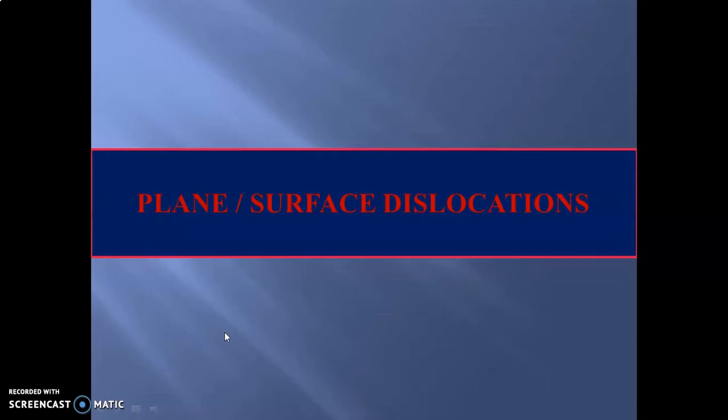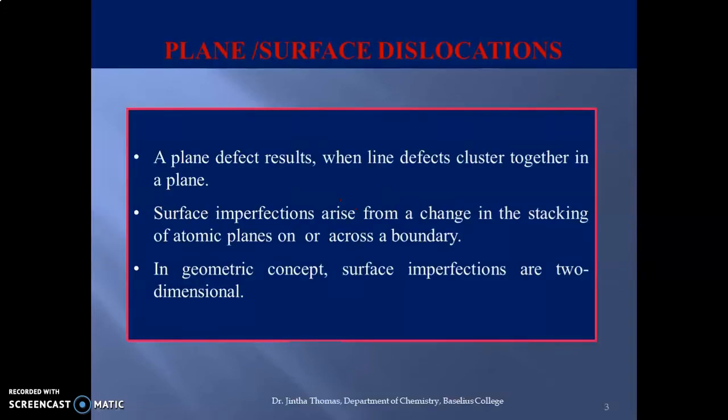Let us see how a plane dislocation or plane defect occurs. When crystals or grains join together, the crystal lattice cannot be perfect and therefore a grain boundary may exist. At the atomic scale, each boundary is obvious as a discontinuity in the atomic packing. So, a plane defect results when line defects cluster together in a plane. Surface imperfections arise from a change in the stacking of atomic planes on or across a boundary. In geometric concept, surface imperfections are two-dimensional.